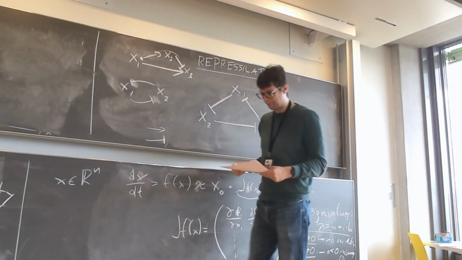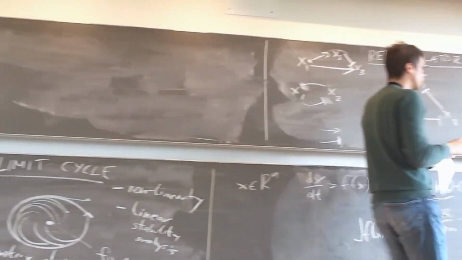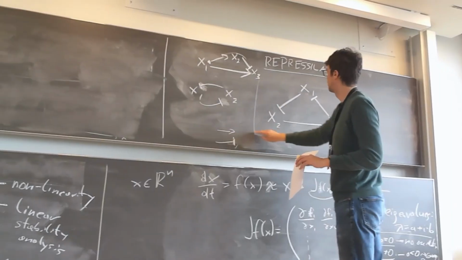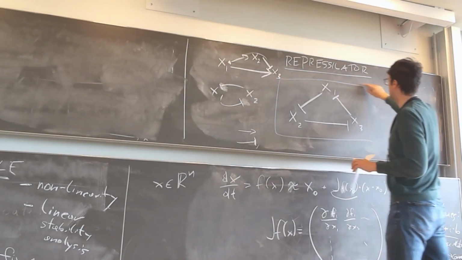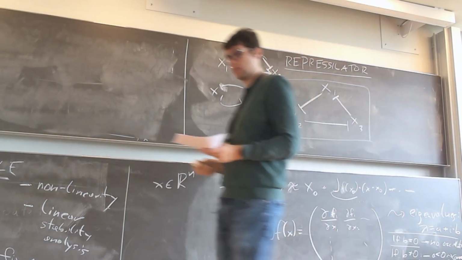Yeah, thanks for the question. Okay, yeah, and of course here, the easiest system that might oscillate a priori, that's symmetric, is this 3-gene system.